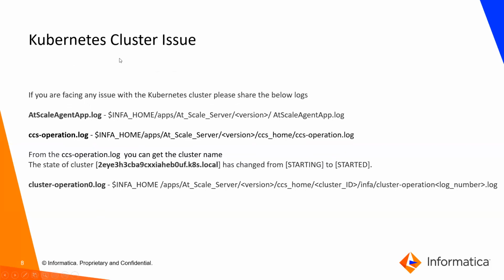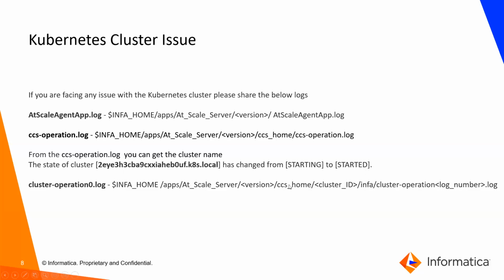Moving on, if you are facing any Kubernetes cluster issues, then please share the at scale agent app.log, which will be present under InfoHome Apps at scale server version at scale agent app.log, and the CCS operation log, which will be present under InfoHome at scale version CCS home, CCS operation log. From the CCS operation log, you can get the current running cluster name.